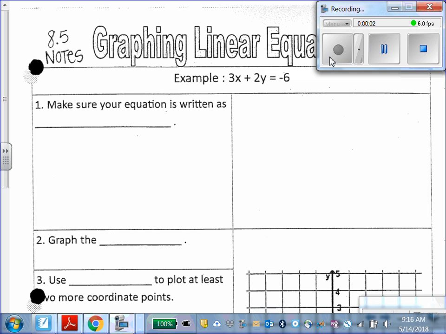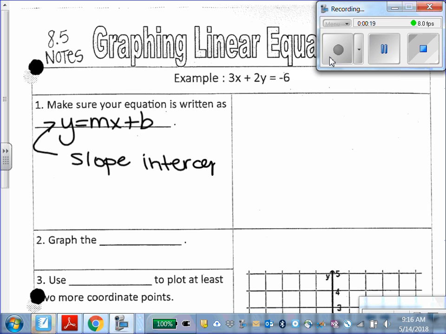y equals mx plus b. So if it's not written as y equals mx plus b, you're going to have to get it there. You're going to have to make it so you can find the slope, so you can find the y-intercept. We call this slope-intercept form for obvious reasons, because it has a slope and it has an intercept. We also call this a linear equation. So you basically want to make sure it's written as a linear equation or in slope-intercept form.